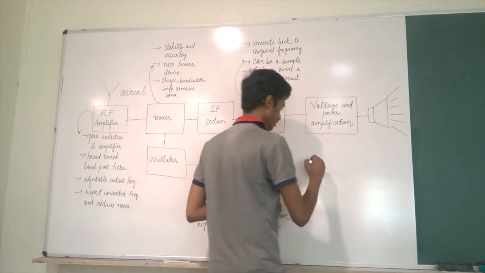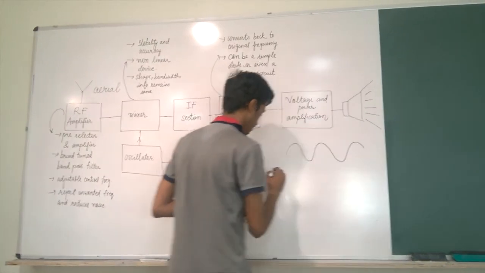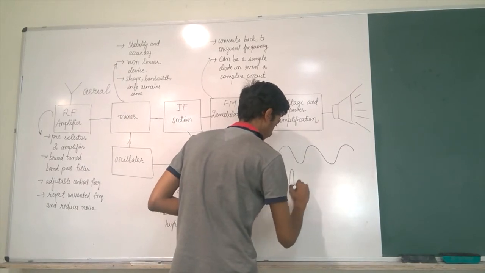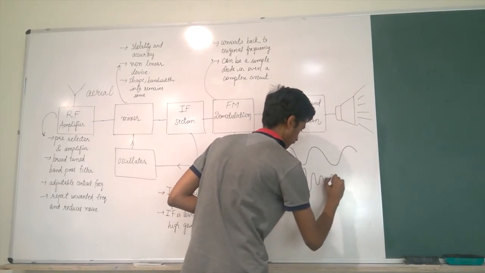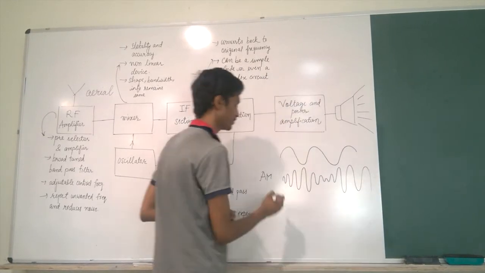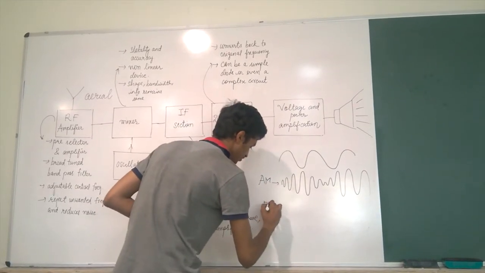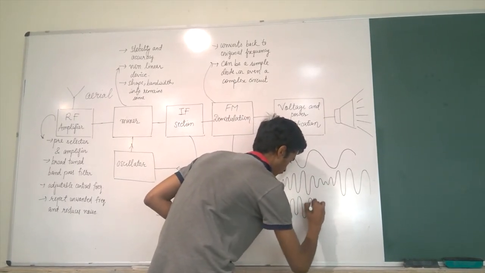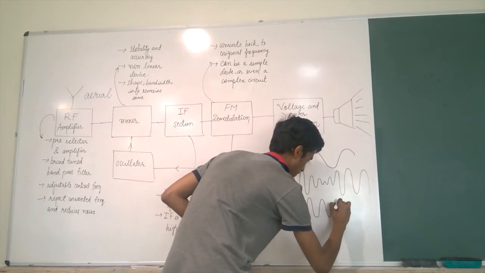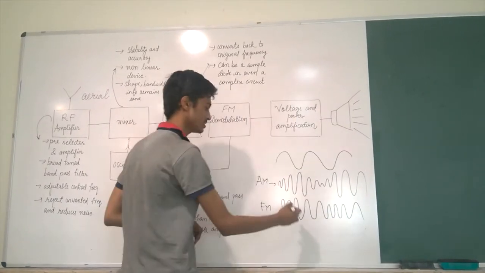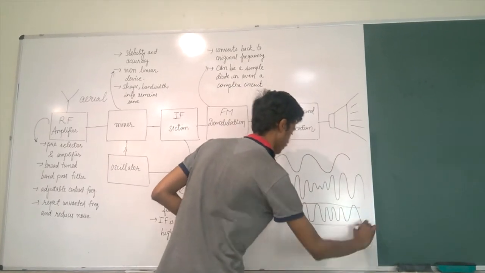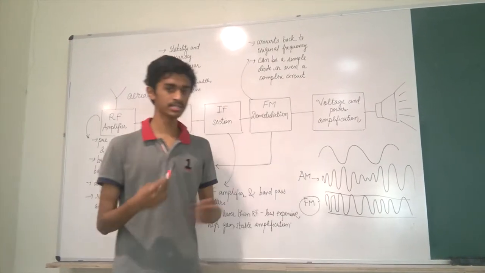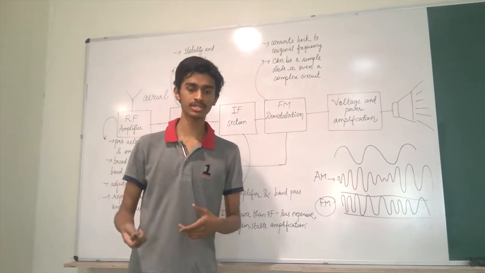So if we have the original wave something like this, then amplitude modulation looks like this. The frequency remains the same in amplitude modulation, whereas frequency modulation looks like this. The frequency is changed, however the amplitude remains the same. So what we are going to learn and explain today is frequency modulation, how it is received, and how it is demodulated back into the original signal.